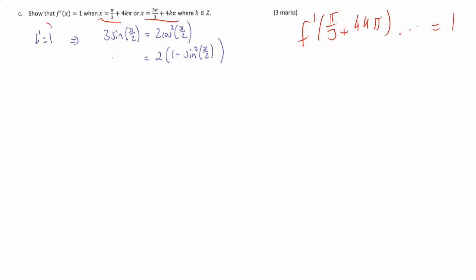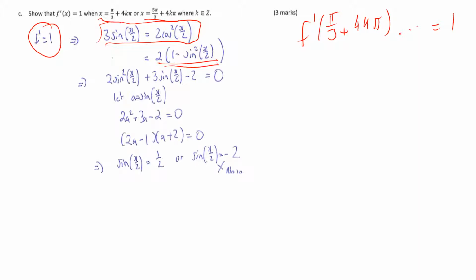We take our expression for f dash of x, we set it equal to 1, we multiply out the denominator, and we've got this equation to solve. Sine of 3x on 2 equals 2 lots of cos squared x on 2. How do I solve that equation? Well, those onto it realize, well, it's just Pythagorean identity, and then you've got a hidden quadratic involving sine x on 2. Okay, making it equal to 0 brings it into relief nicely.